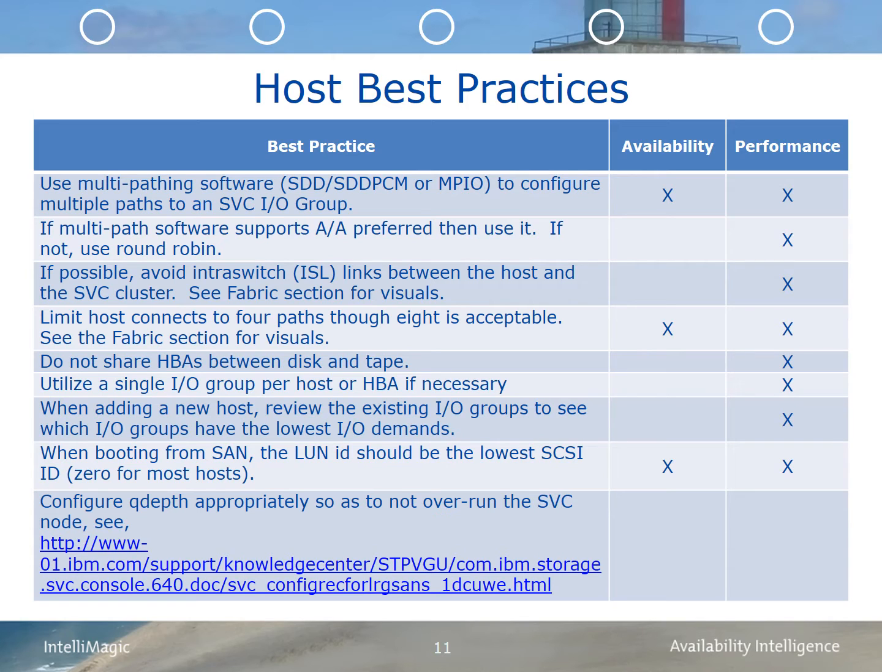Limit the number of host connections to 4. There is additional CPU overhead on the host and SVC when managing more than 4 paths, and there is almost never an additional performance benefit.